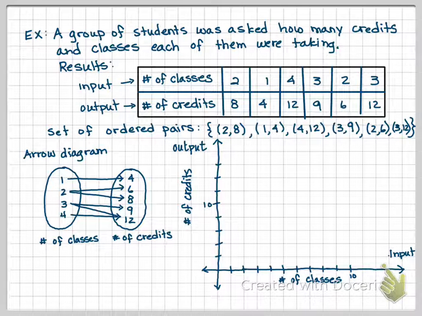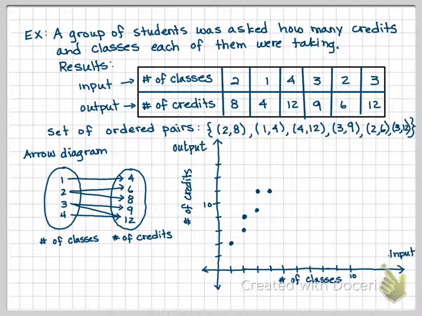And so we're just going to make points corresponding to our ordered pairs. So we have 2, 8, 1, 4, 4, 12, 3, 9, 2, 6, 2, 4, 6, and 3, 12. And that is the entire relation.